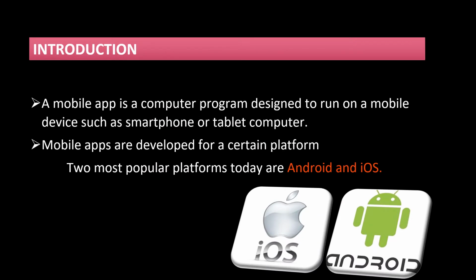What is a mobile app? A mobile app is a computer program designed to run on a mobile device such as a smartphone or a tablet computer. Mobile apps are developed for a certain platform, and two most popular platforms today are Android and iOS.